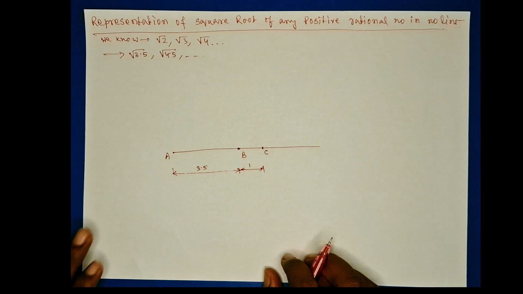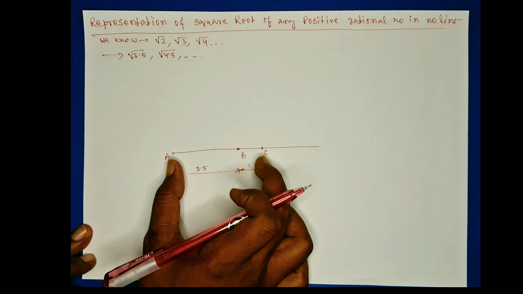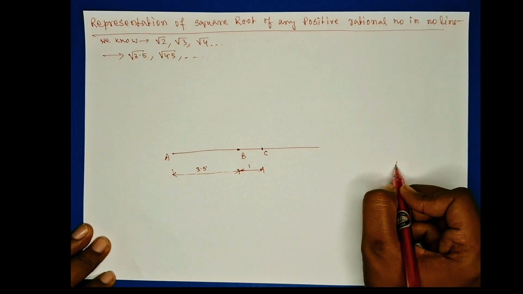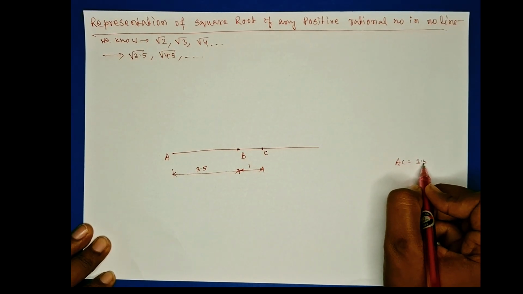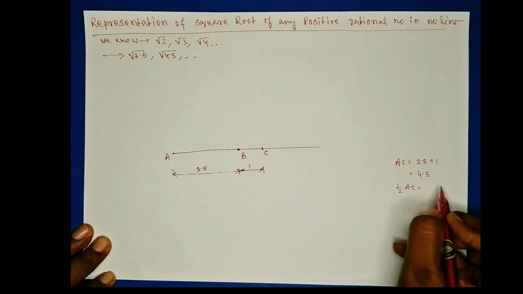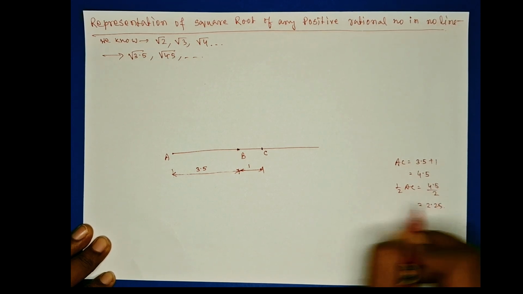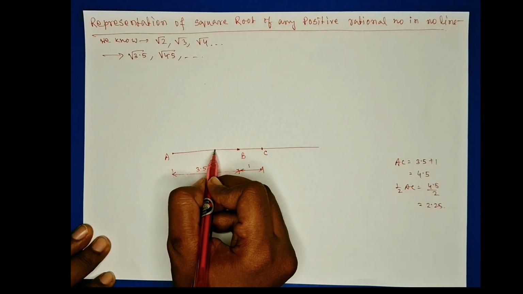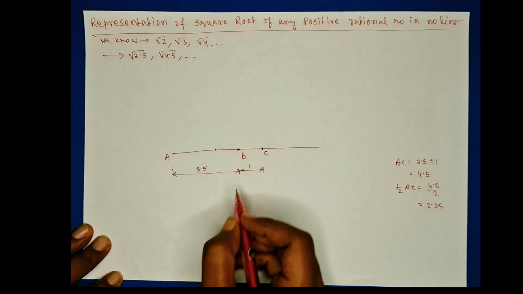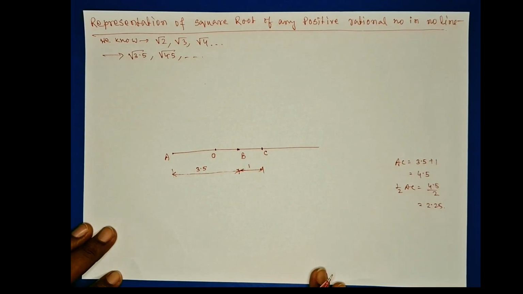So now I have to mark the point of half the length of this line AC. What is AC? AC will be equal to 3.5 plus 1, that is 4.5. Now half of AC will be equal to 4.5 by 2, that is equal to 2.25. I have to mark it here on the line, 2.25. Suppose it is here, and let me mark it as point O.